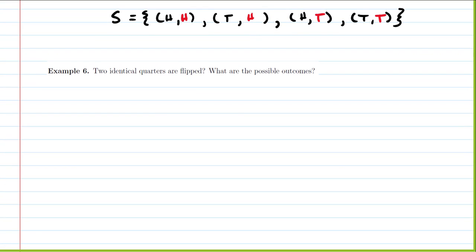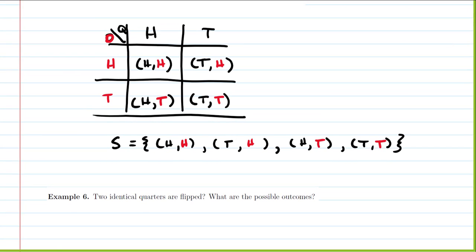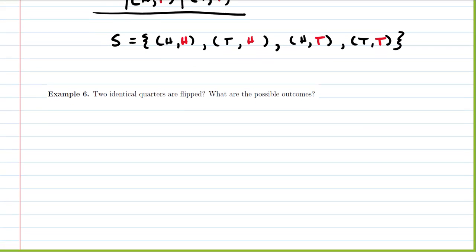All right. So now example 6 says 2 identical quarters are flipped. So unlike what was happening here, we cannot distinguish one coin from the other. So our possibilities are that we have 2 heads, we have 2 tails, or we have 1 head and 1 tail. And a tail and a head would be the same thing. So in this case, our probability space would only have 3 events instead of 4.